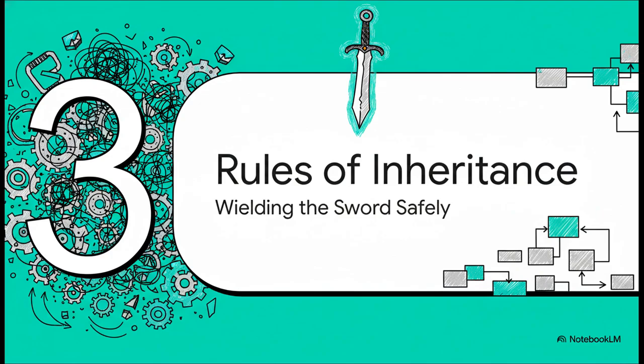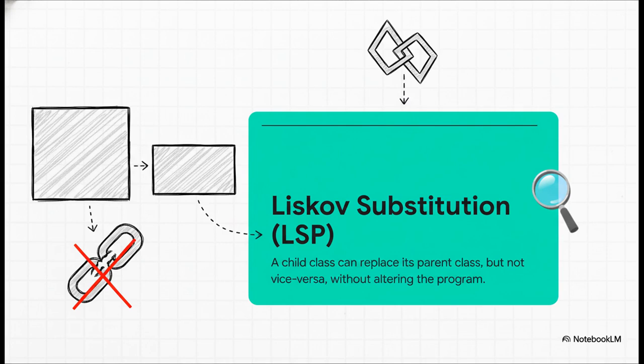But, with great power comes great responsibility. If you're not careful, this double-edged sword can make a real mess. So that brings us to the rules you absolutely have to follow to keep things clean. So the most important rule, the golden rule, is the Liskov substitution principle. Yeah, I know, it sounds super academic, right? But the idea is actually dead simple.